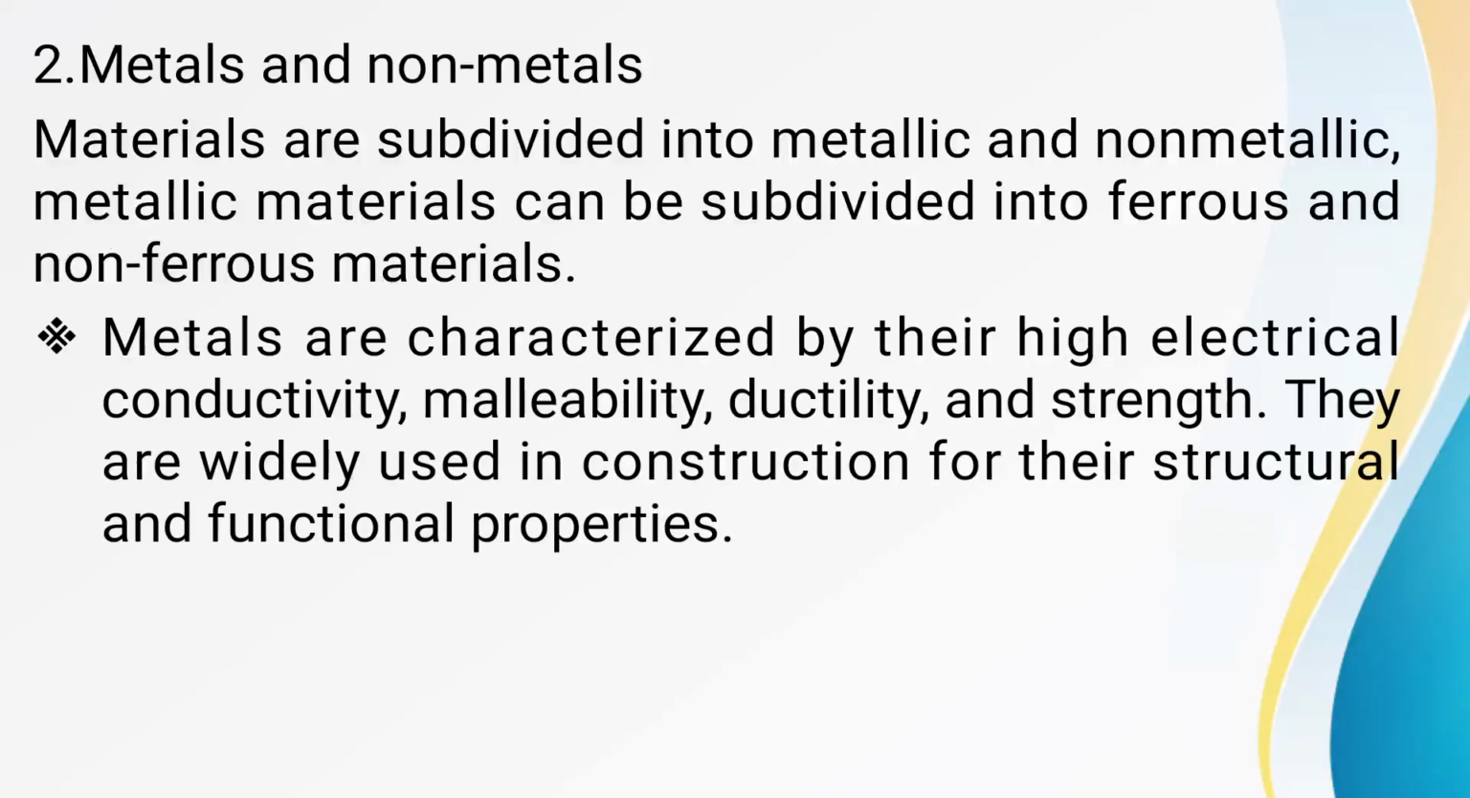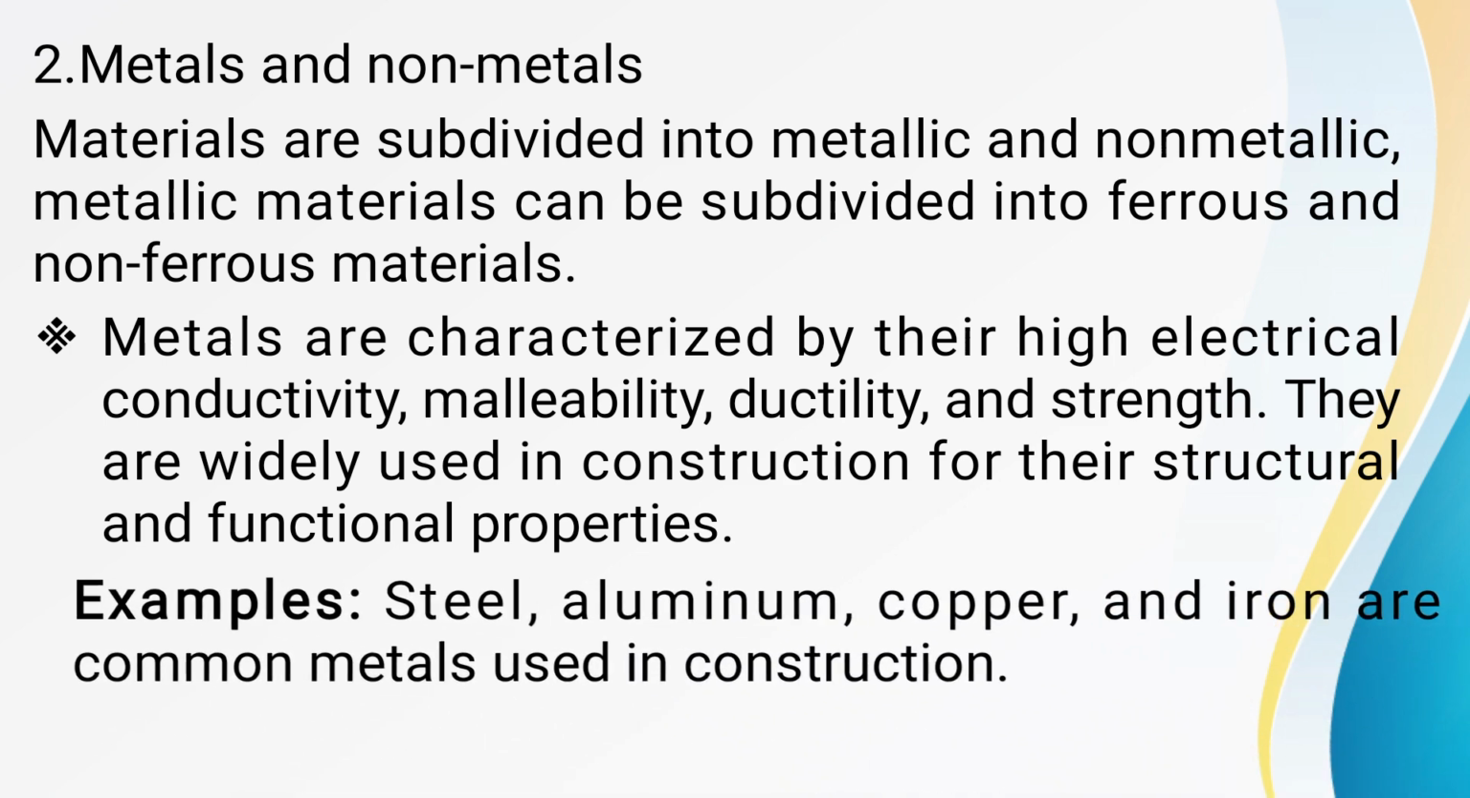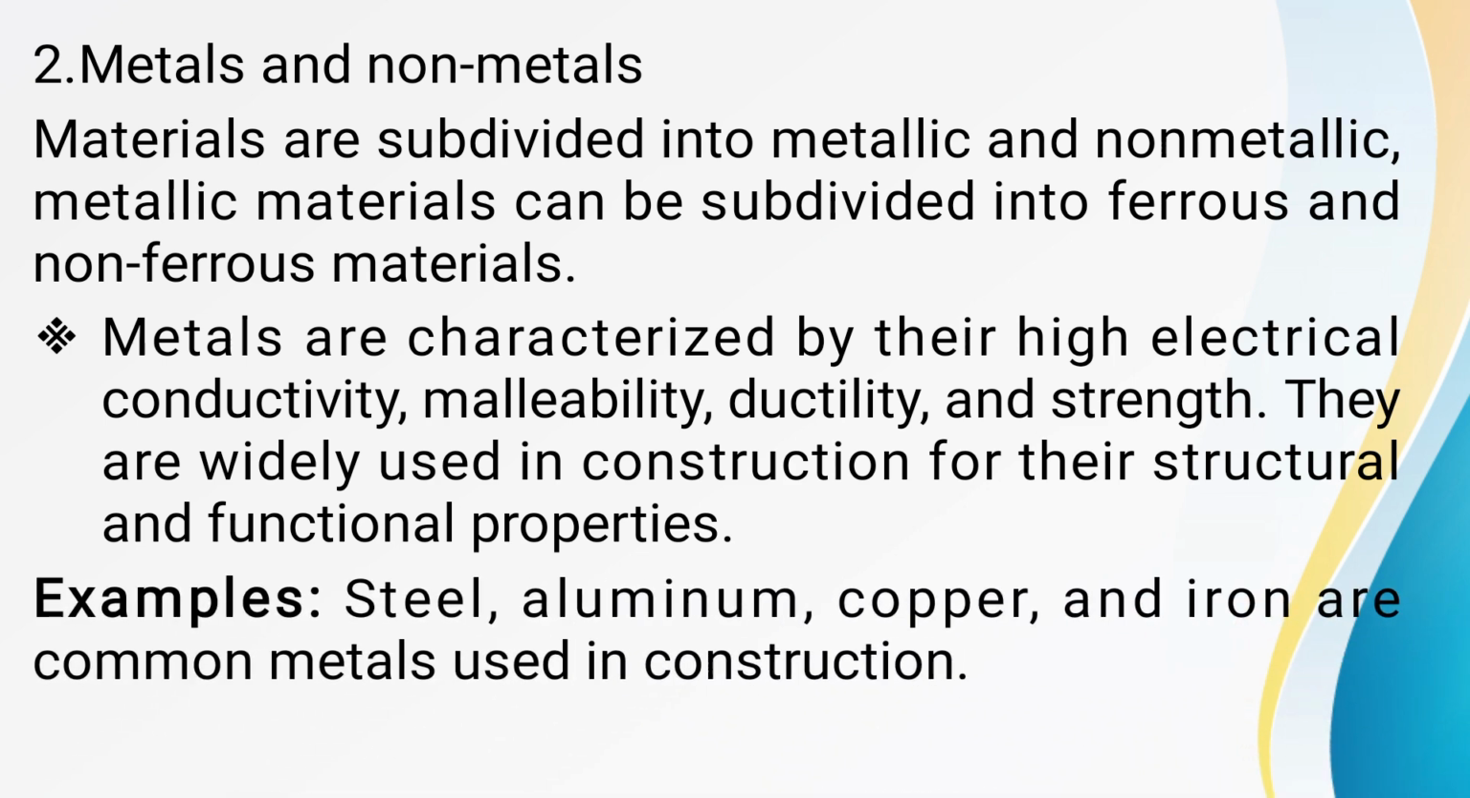So then when we talk of metallic materials, they are characterized by their high electrical conductivity, malleability, which is the ability for them to be made into a sheet. Then you also have ductility and strength. They are widely used in construction for their structural and functional properties. Examples, we have steel, aluminium, copper, and iron.